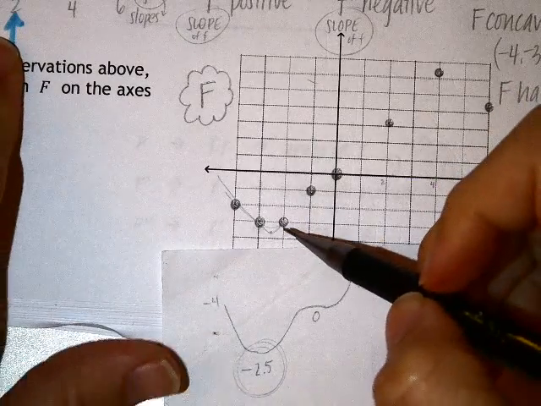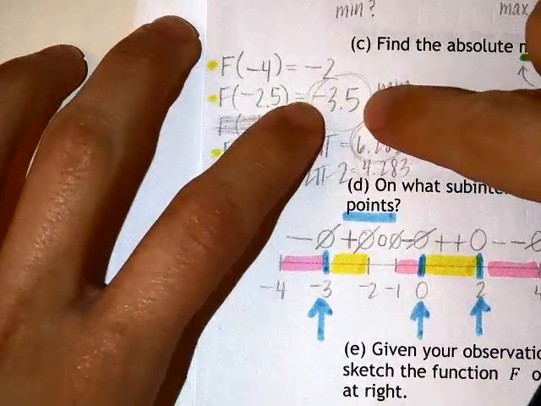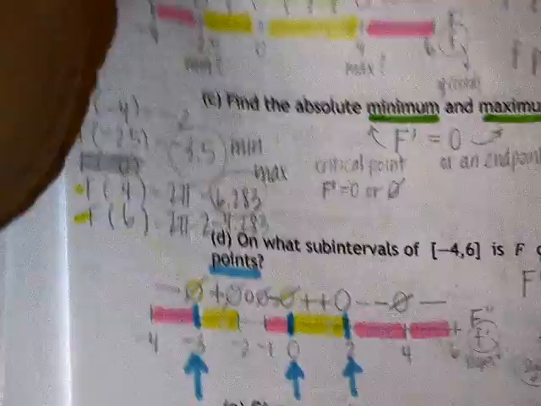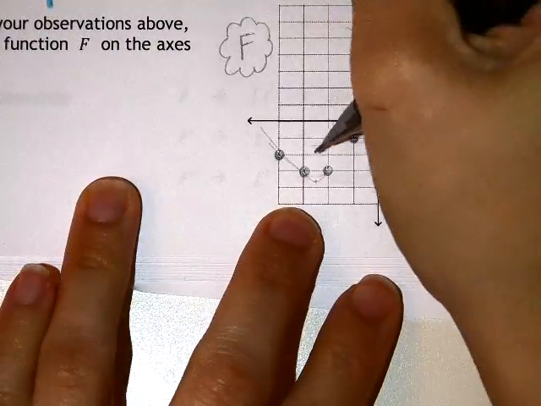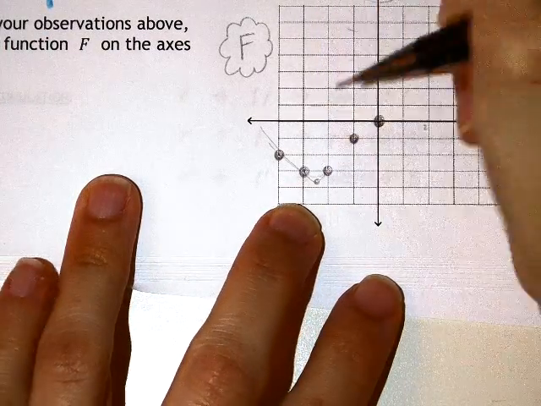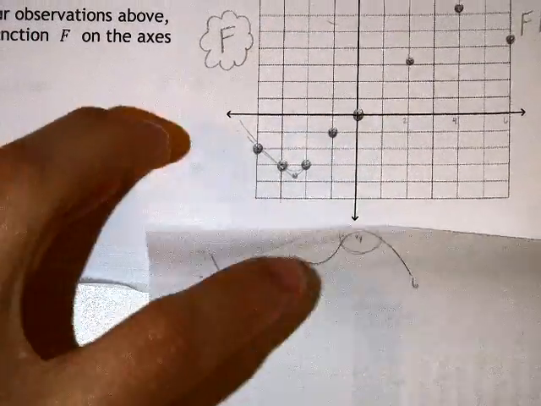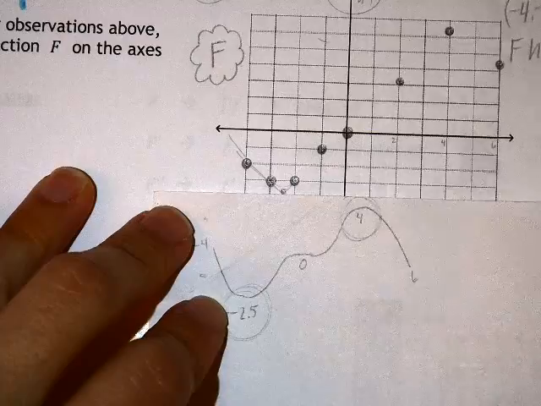That seems like it makes sense. In fact, I actually found big F of negative 2.5 way back in part C. That should actually be negative 3.5. I could even add that as a point. Negative 3.5. I could probably infer, rightly so, that that is that bottom point of the graph that I thought I was supposed to have.